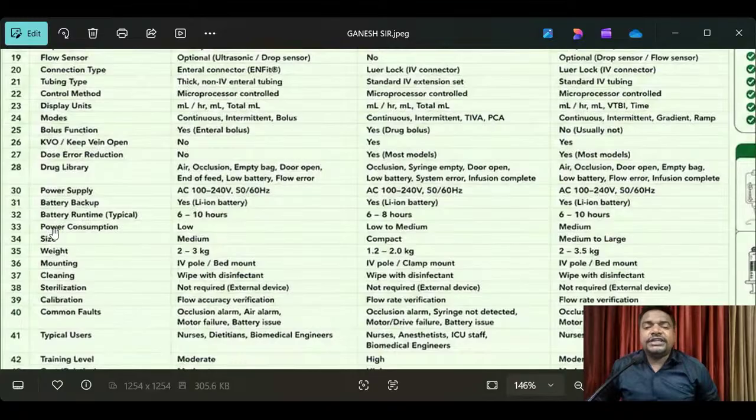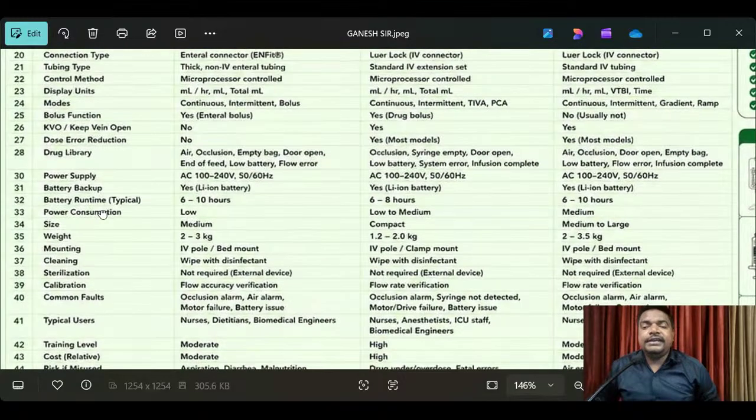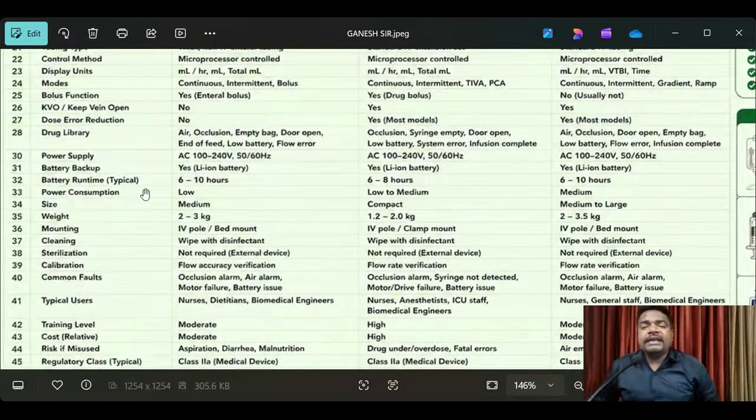Comparisons. Now come to the 32nd point: battery runtime, typical. This is the comparison key point here. Battery runtime, typical: for the feeding pump, 6 to 10 hours; for the syringe pump, 6 to 8 hours; for the infusion pump, 6 to 10 hours. That depends on make, model, and manufacturer.